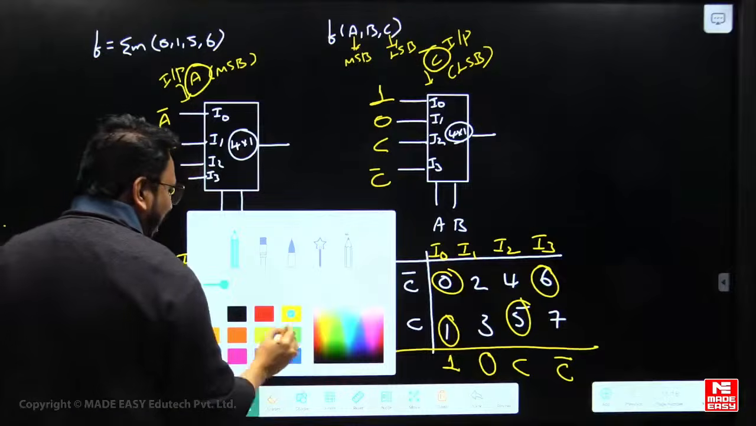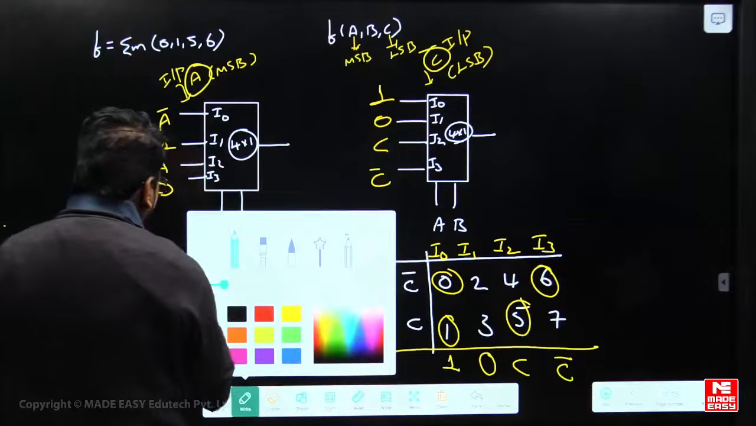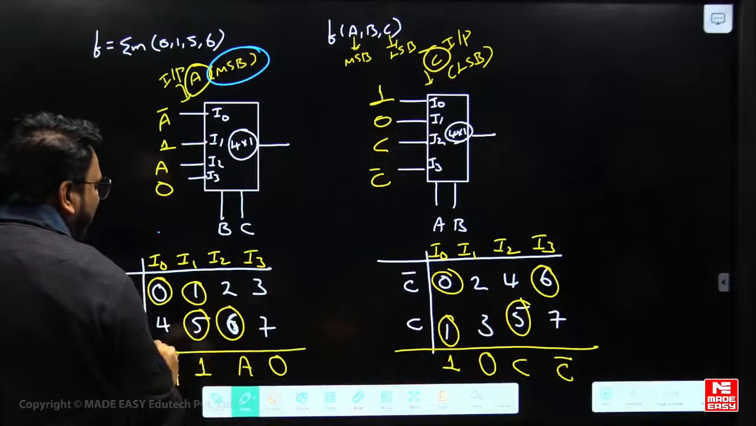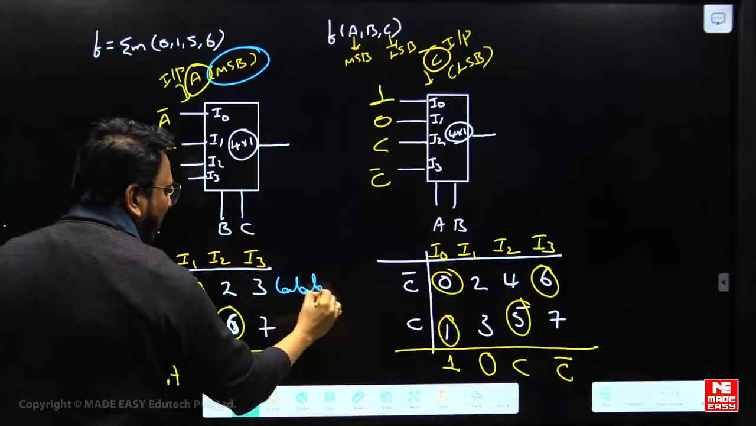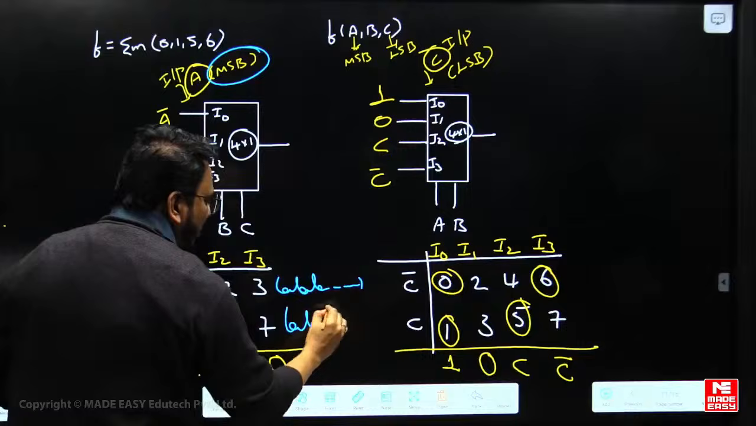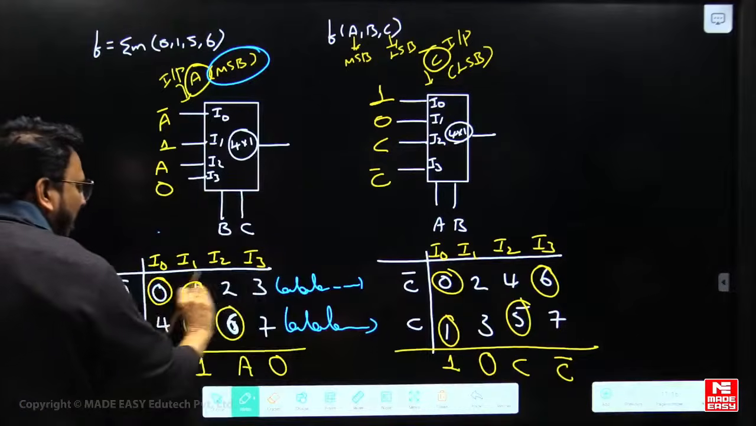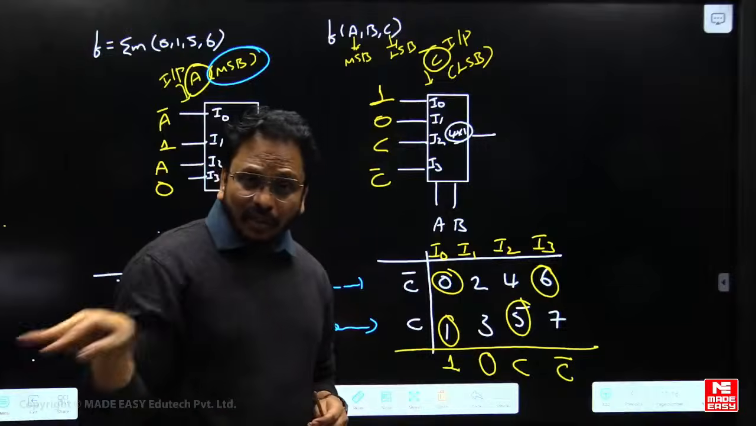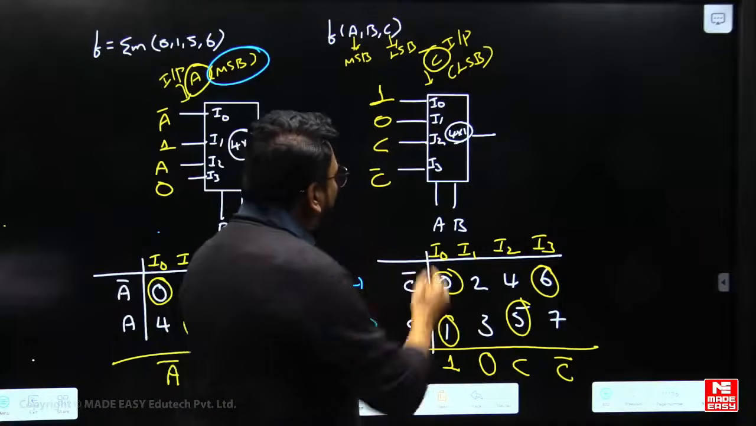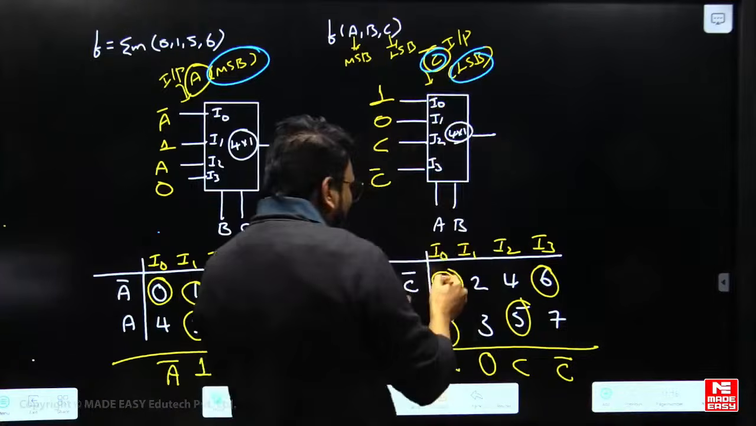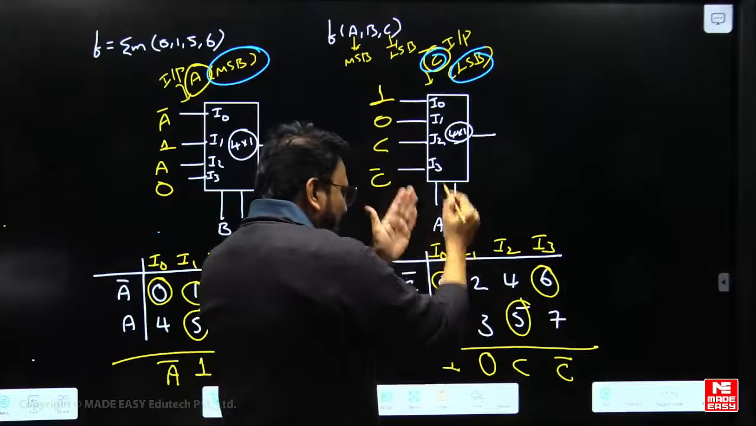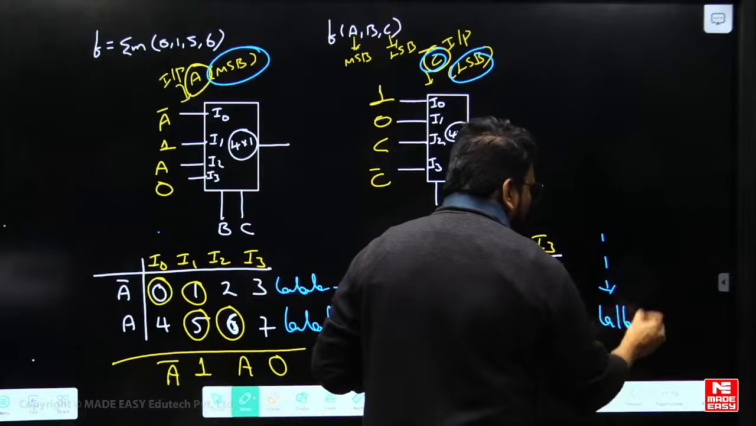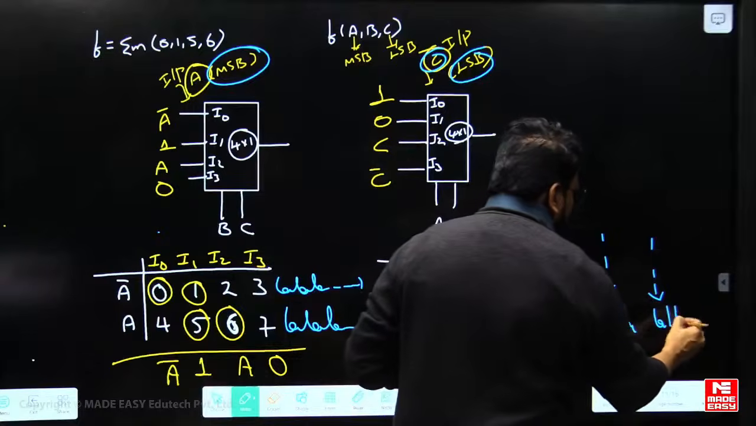See this, how to remember, I am saying again. When MSB is taken as input, write the numbers horizontally: 0, 1, 2, 3, 4, 5, 6, 7. But when they are using C, the LSB, write the numbers vertically: 0, 1, 2, 3, 4, 5, 6, 7.